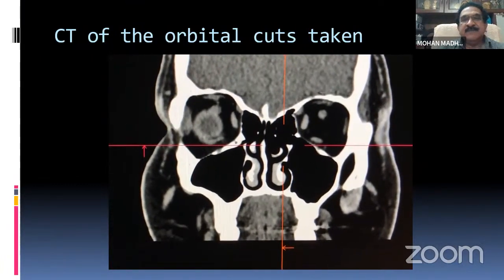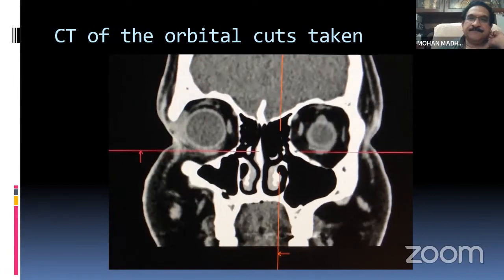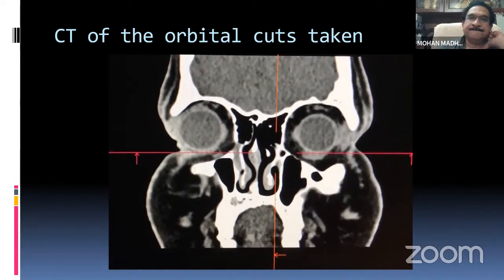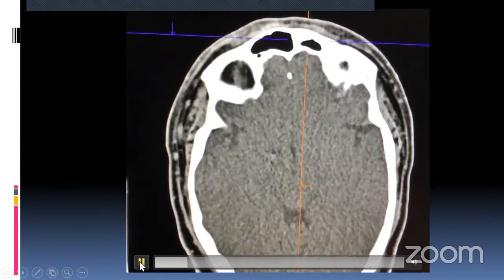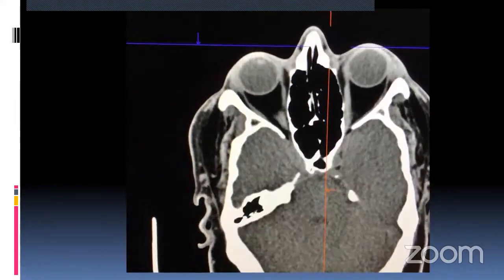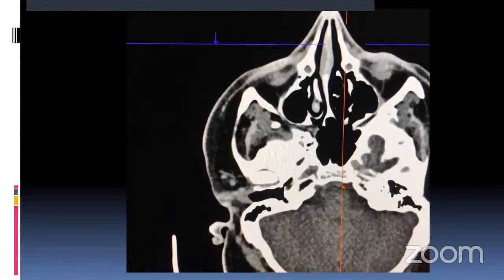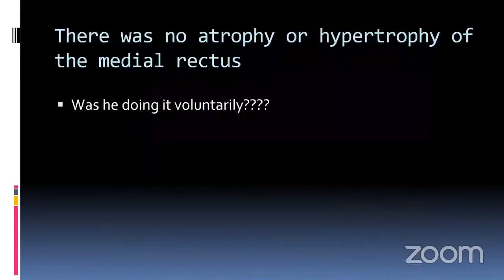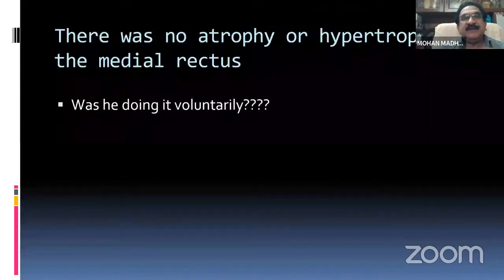Initially I thought the left medial rectus was thickened, but it is not there. So this is axial. Now, there is no atrophy or hypertrophy of the medial rectus.